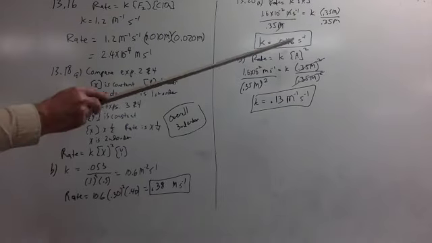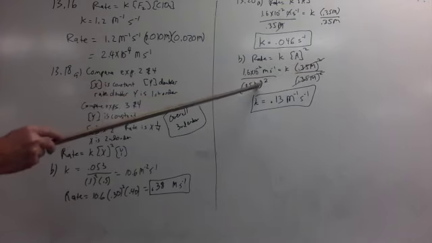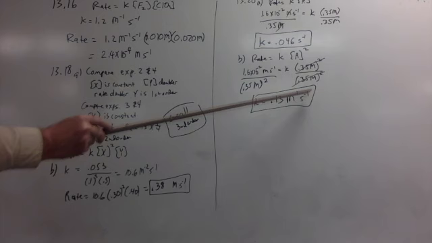If A is second order, then we have to square the 0.35 molar and divide it into both sides, in which case we get 0.13 molarity to the minus 1 seconds to the minus 1.